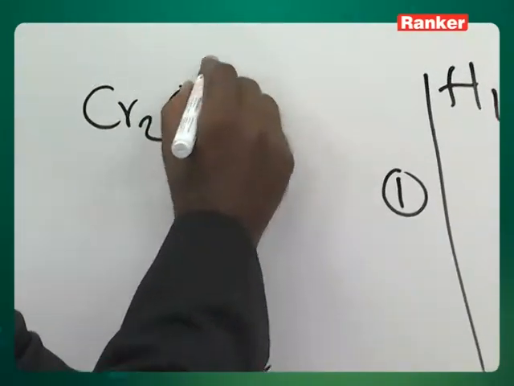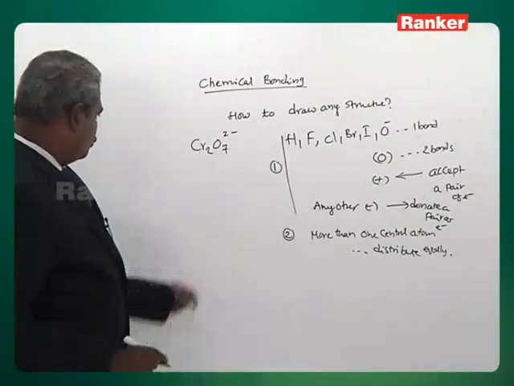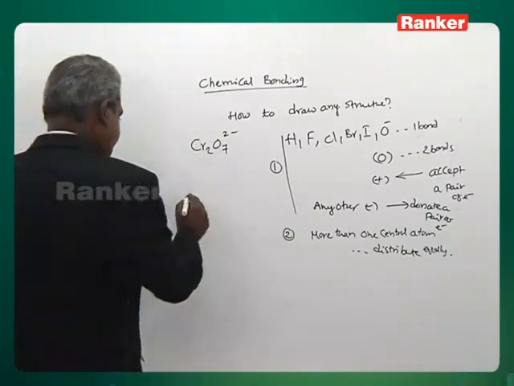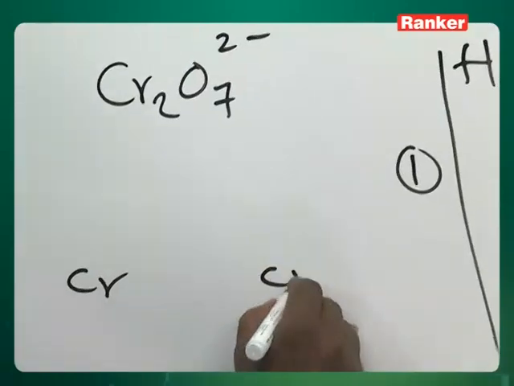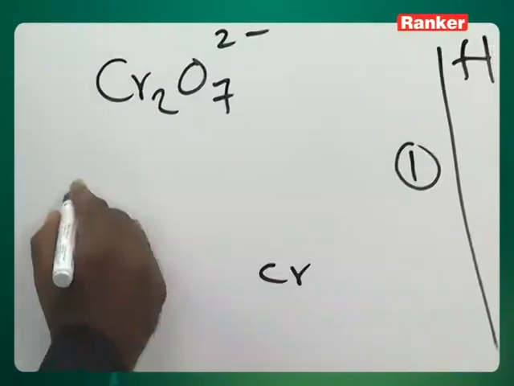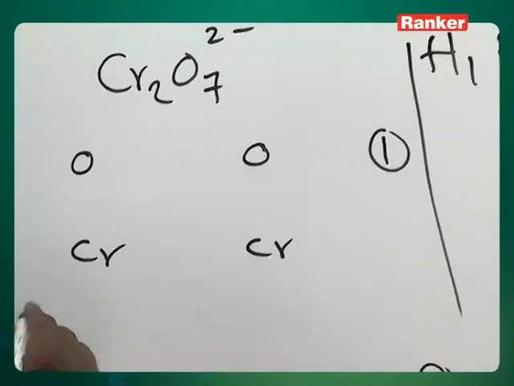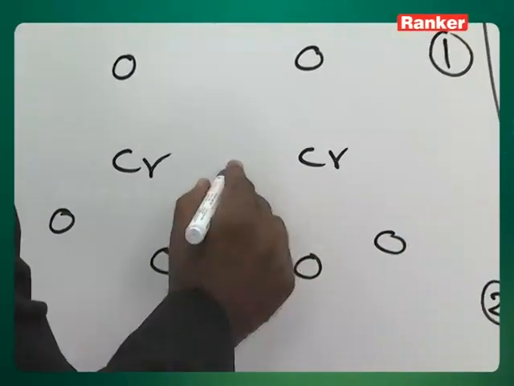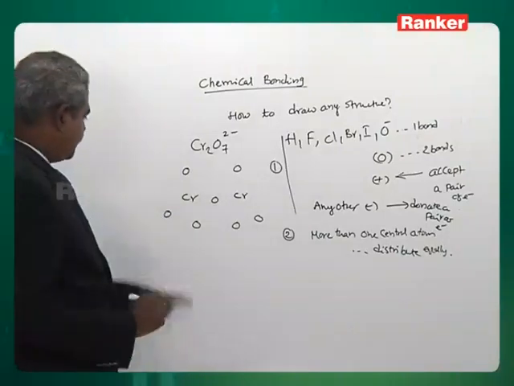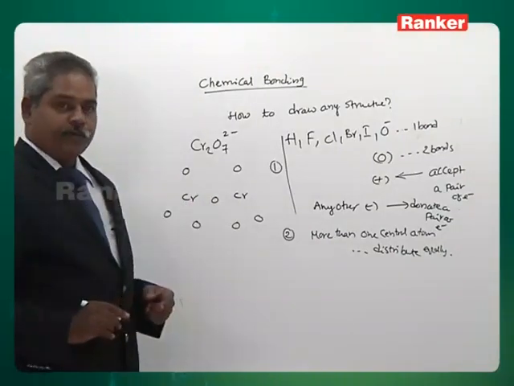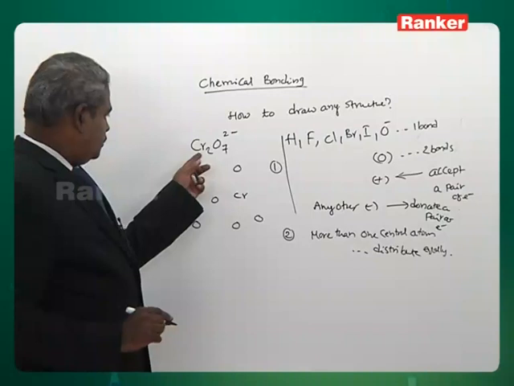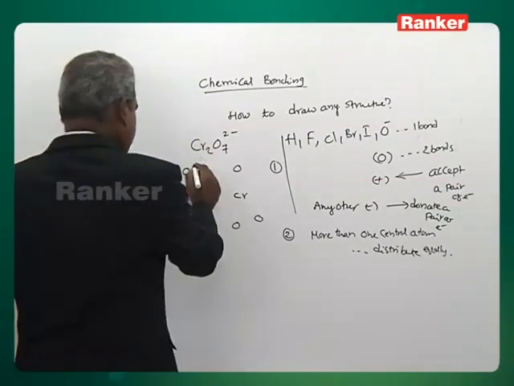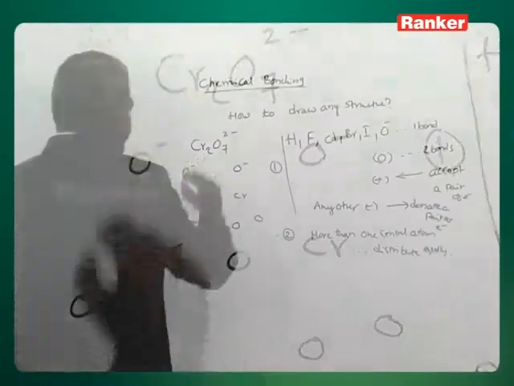Cr2O7 2-. So, now you have 2 chromiums and of course 7 oxygens. 2 chromiums, 7 oxygens, 1, 2, 3, 4, 5, 6, 7. The 7th one is also equally distributed. Whatever is there that has to be equally distributed. And 2 minus, 2 of the oxygens are negatives, distribute them also equally.